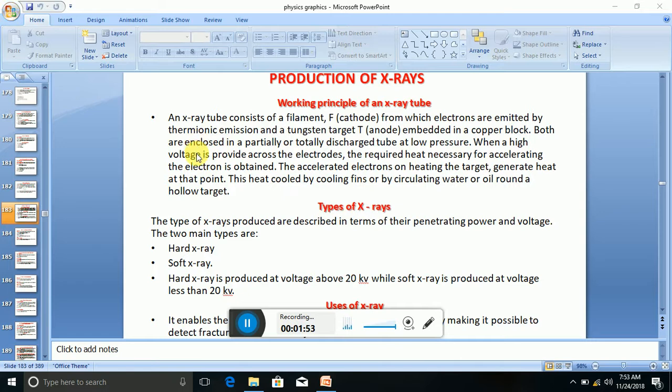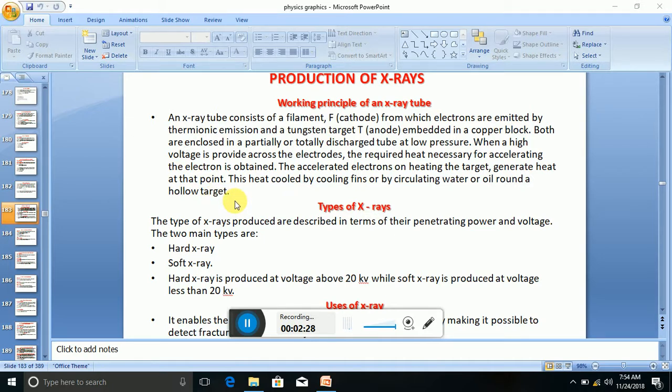When a high voltage is provided across the electrodes, the required heat necessary for accelerating the electron is obtained. The accelerated electrons, on hitting the target, which is actually the anode, generate heat at that point. This heat is cooled by cooling fins or by circulating water or oil around a hollow target.